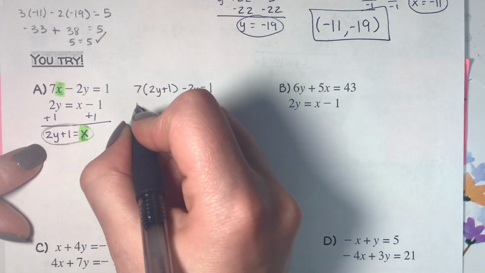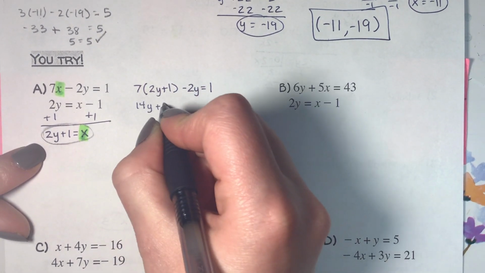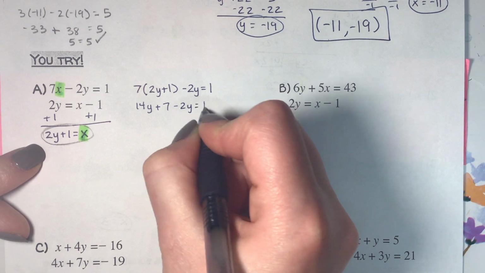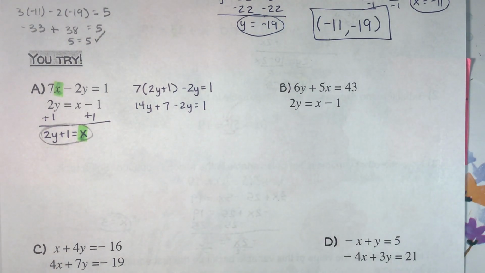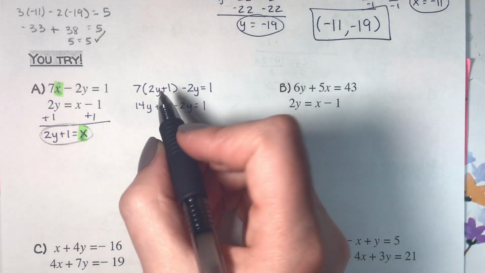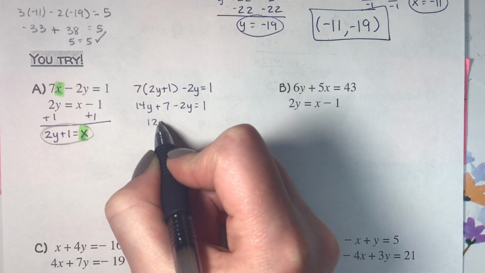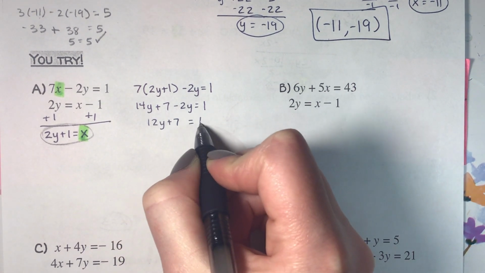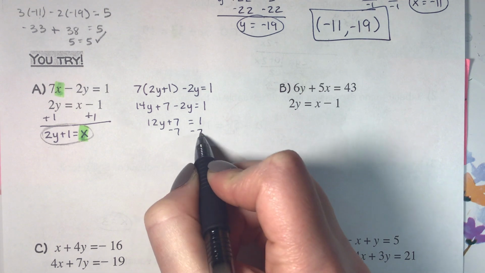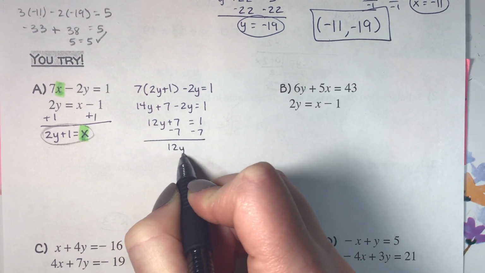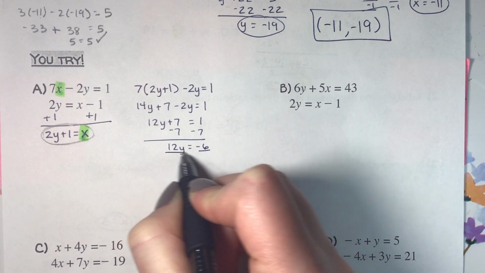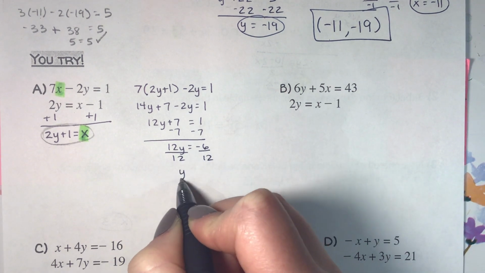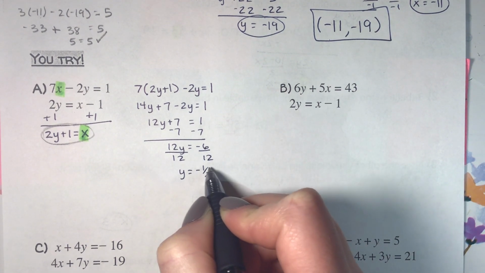Distribute your 7. So I have 14y plus 7 minus 2y is equal to 1. That gets me 12y plus 7 is equal to 1. Subtract 7 from both sides. 12y is equal to negative 6. Divide by 12. y is equal to negative 1/2.